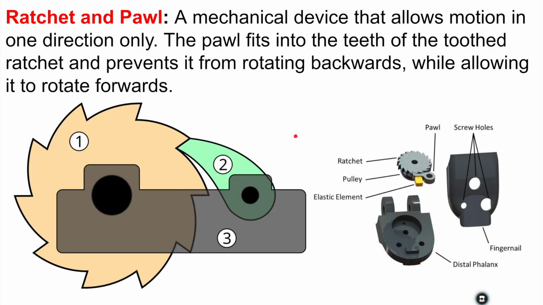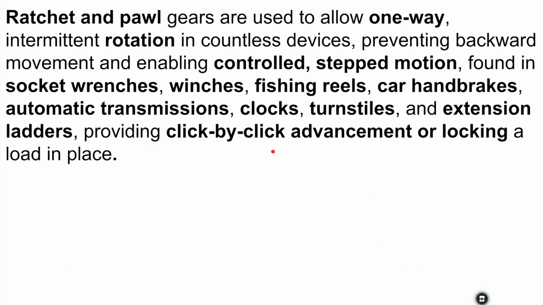So for instance, fishing reels would use a ratchet and pawl. Anytime you hear that sort of clicking sound, that's going to be a ratchet and pawl. And we use this when we want one-way rotation. It prevents backward movement, enabling controlled stepped motion. We can find it in socket wrenches, winches, fishing reels, handbrakes, automatic transmissions, clocks, turnstiles, extension ladders. It provides a click-by-click advancement or locking a load into place.